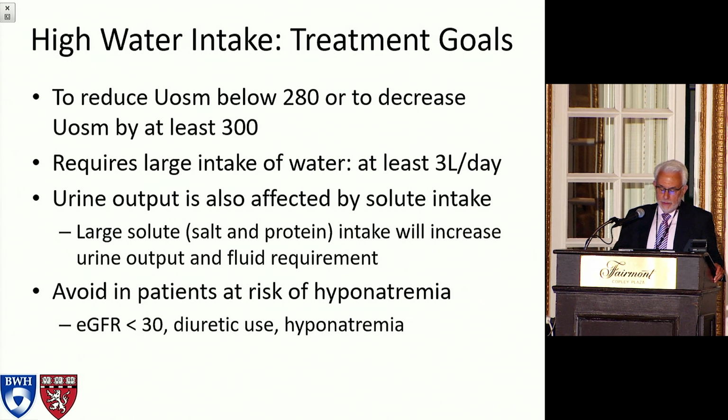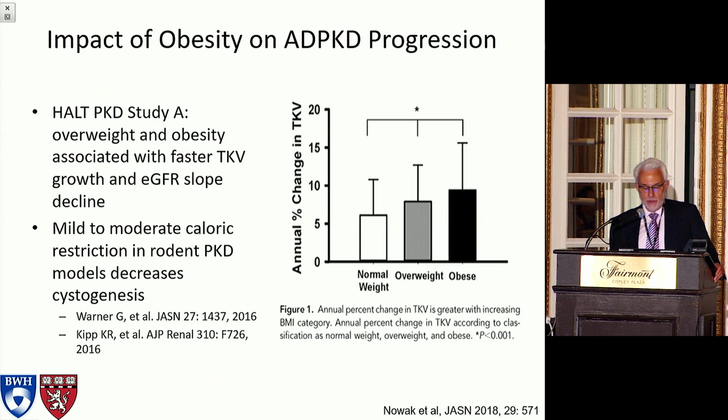So solute in our diets consists primarily of salt and protein, and it would be very important both to decrease the urine osmolality and to decrease progression to lower the salt intake as much as possible. And similarly, we tend to eat way too much protein. So that would be another tactic to try and decrease osmolar load and decrease the progression. And in patients who were at risk of hyponatremia, we would not prescribe a large water intake for fear of causing hyponatremia.